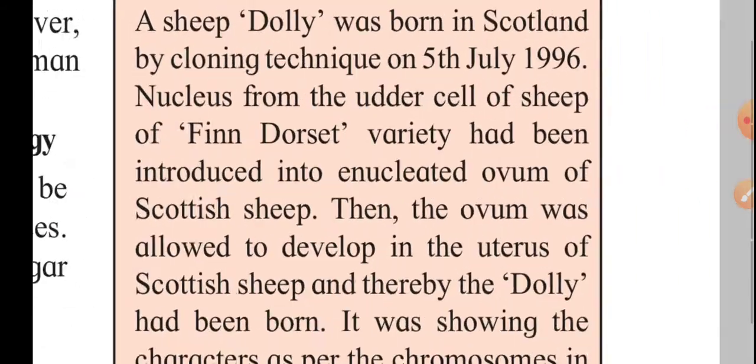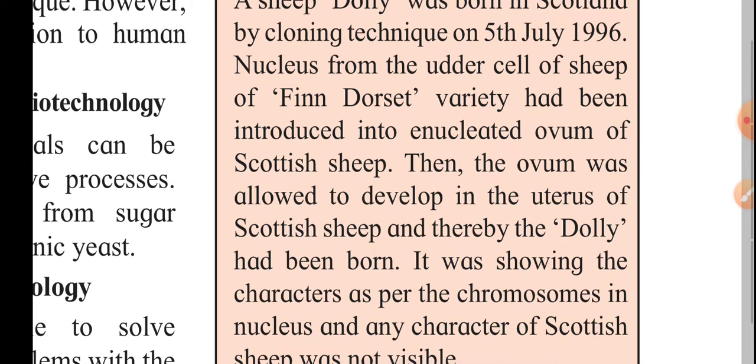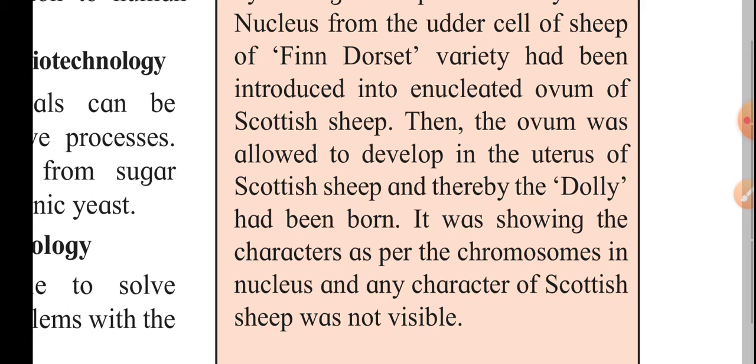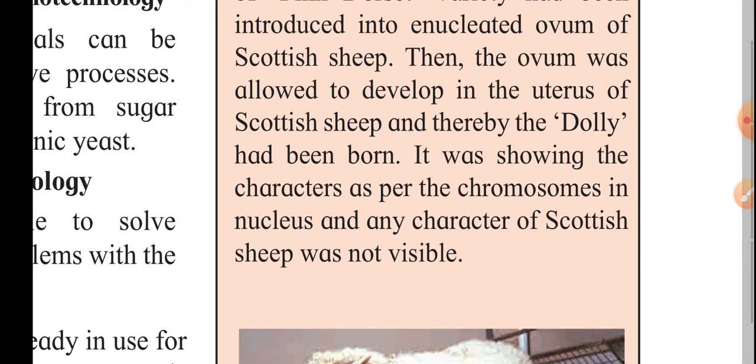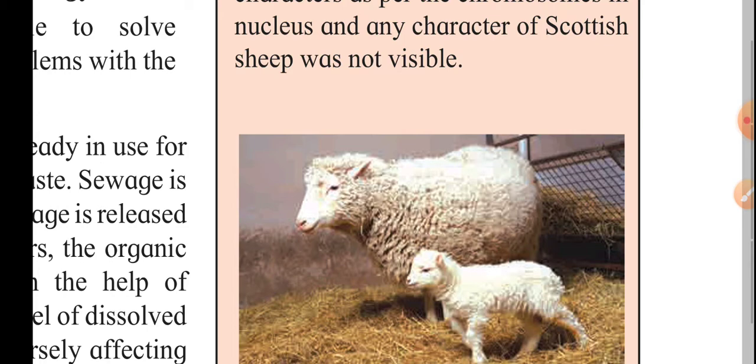But before that, one piece of information they have given is about Dolly the sheep, who was born in Scotland by the cloning technique. The first animal born by the cloning system was Dolly, the sheep, in Scotland, and this happened on the 5th of July 1996. The nucleus from the udder cell of a Finn Dorset variety sheep was introduced into the enucleated ovum of a Scottish sheep. Then the ovum was allowed to develop in the uterus of a Scottish sheep, and thereby Dolly was born. She showed the characters as per the chromosomes in the nucleus, and no character of the Scottish sheep was visible.